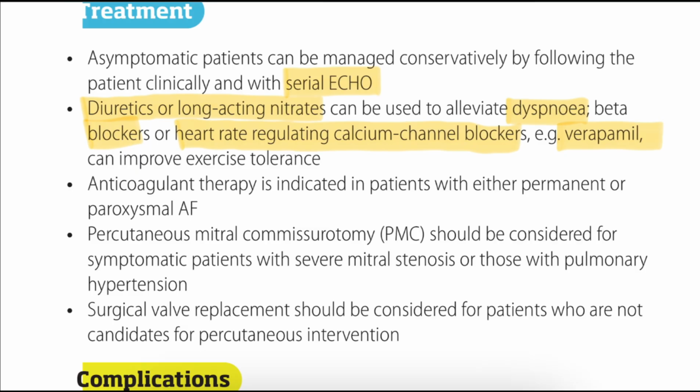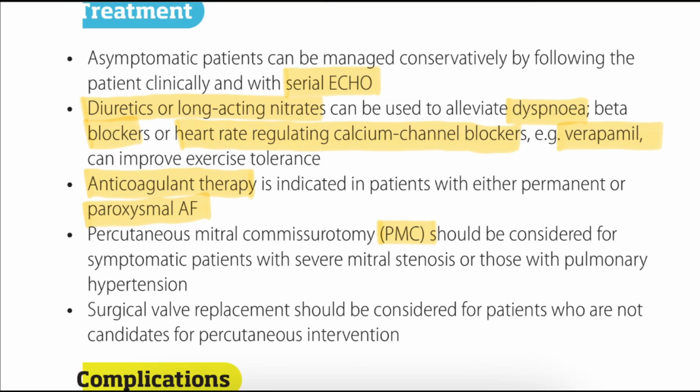Next, if the patient has atrial fibrillation, we have to control the rate. If there is atrial fibrillation or if you are suspecting thrombus, we have to start anticoagulation therapy. It's indicated for permanent and paroxysmal atrial fibrillation. Next, in surgical procedures, we can go with PMC, meaning percutaneous mitral commissurotomy. It should be considered for symptomatic patients with severe mitral stenosis and pulmonary hypertension.